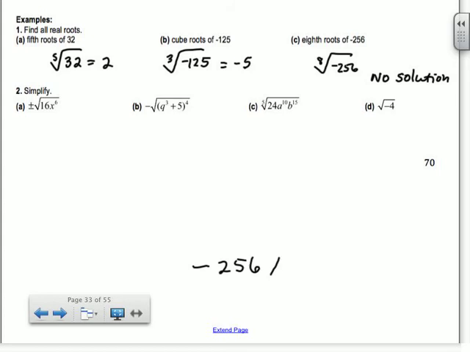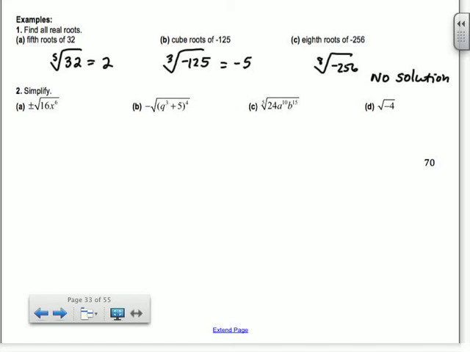If you had messed up, though, and you were trying to do it on your calculator, a lot of people will put this in on their calculator like this, and they would get an answer out. Make sure that this negative 256 is in parentheses, because you're taking the 8th root of the entire negative number. So you need the negative as well. Then it will say error, so no solution.